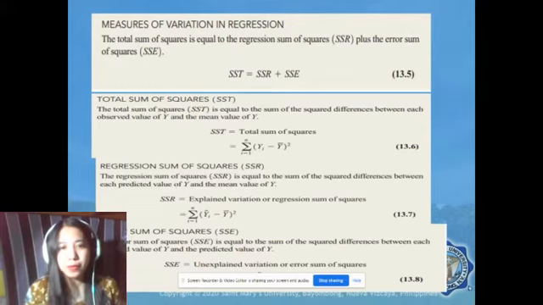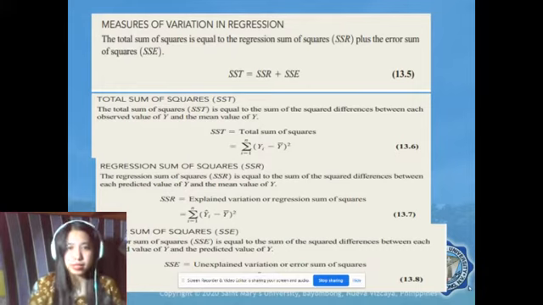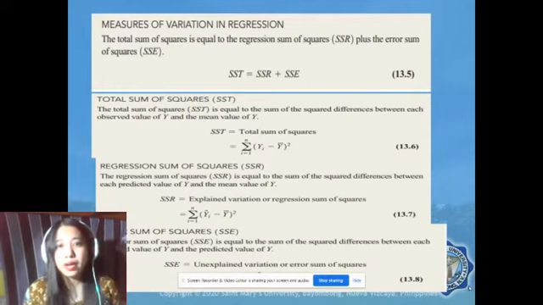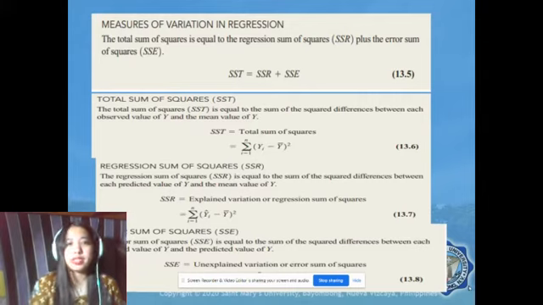There's a formula, so if you want to compute for that value, SST, or the total sum of squares, it is just the sum of the regression sum of squares and the error sum of squares, or SSE. To compute for SST, you can just follow this formula, and this is computed as the summation of the square of y minus the mean of the value of y.